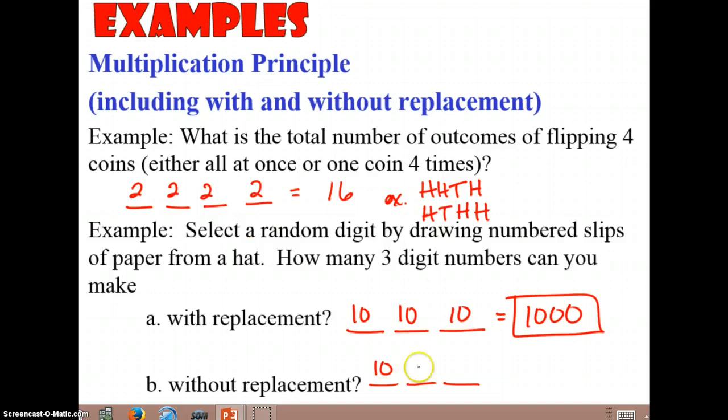Now how many slips of paper are in there? There are 9. Pull one out, set that aside, and now there are 8. So without replacement, which means not duplicating numbers, there are 720 possibilities.